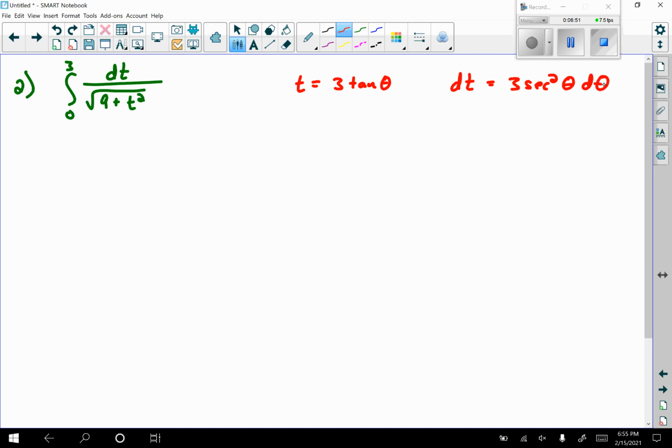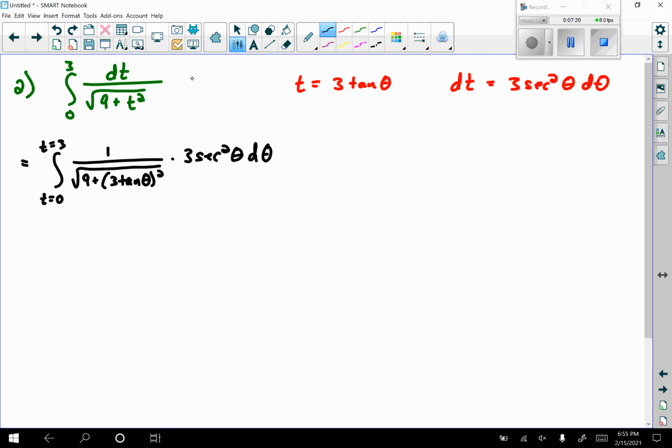Now keep in mind, I'm going to switch to thetas, but I'm still going to use the 0 and 3, so I'm just going to remind you that it's t. We don't want to substitute them in for theta. We have to get everything back in terms of t. So now this will become the integral from t equals 0 to t equals 3 of 1 over the square root of 9 plus the quantity 3 tangent theta squared, times 3 secant squared theta d theta, because that's what we're replacing our dt with. So again, it's t equals 0 to t equals 3. The integral of 1 over 9 plus 9 tangent squared theta, times this again.